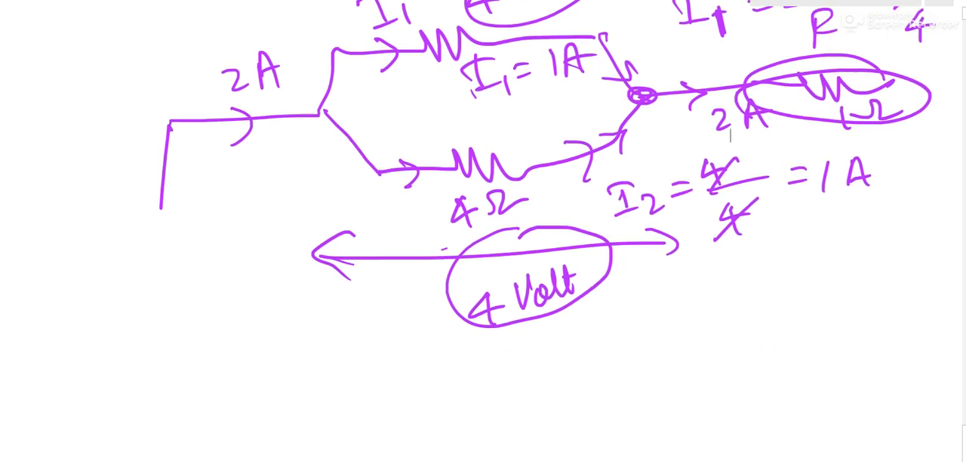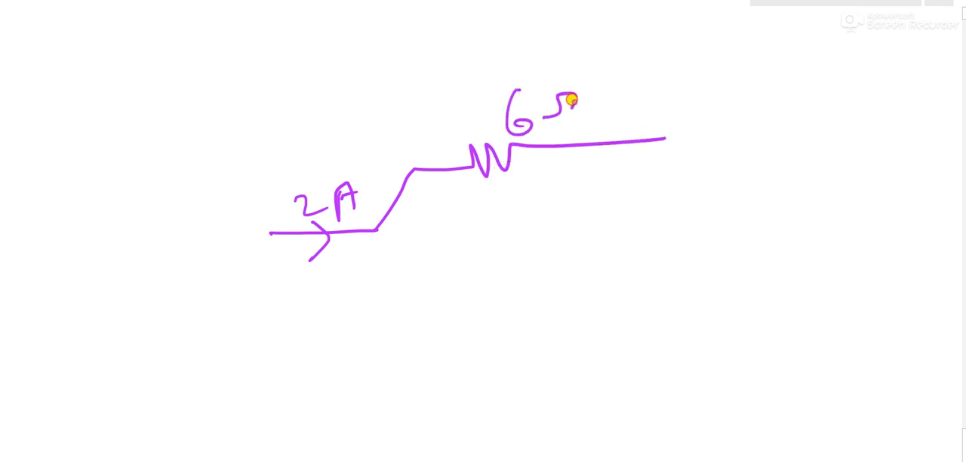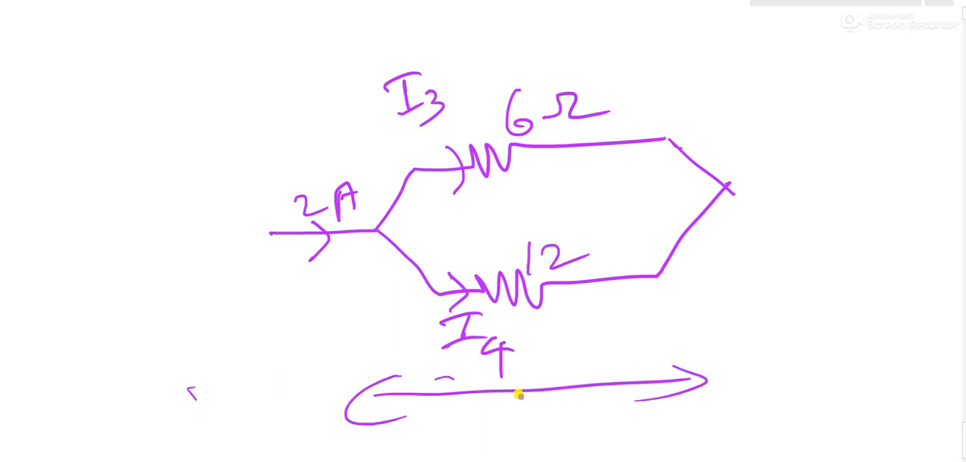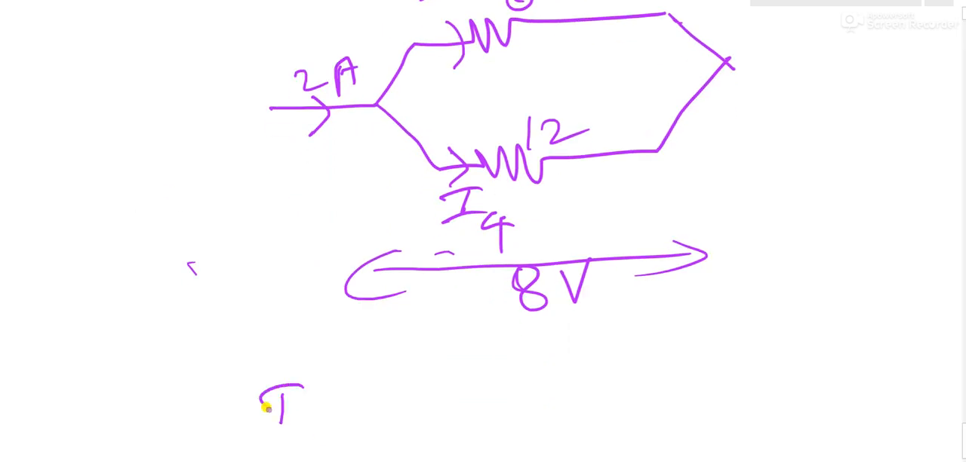Now the continuation of the junction will have like this. 2 ampere is coming. Okay. So in this 6 ohms, in this 12 ohms. Now we will have confusion how much current is going to flow here. I3, I4 I have taken. The voltage here is going to be 8 volt. Now parallel voltage is constant. So I3 is equal to V divided by R. Take this as R3, this as R4.